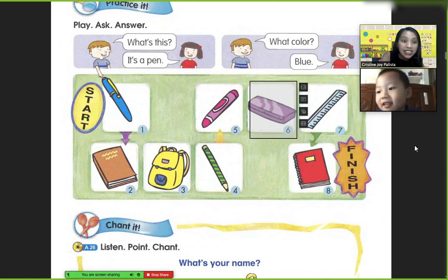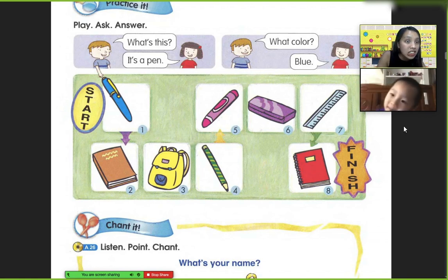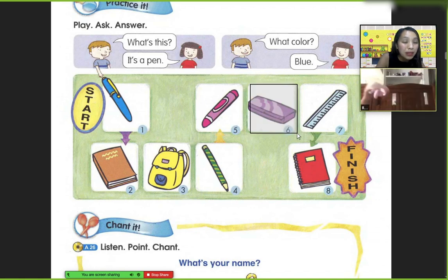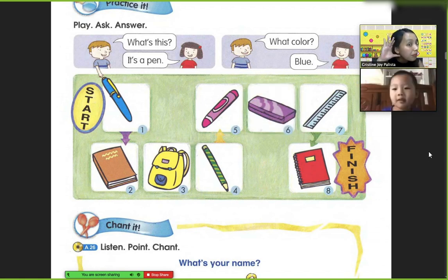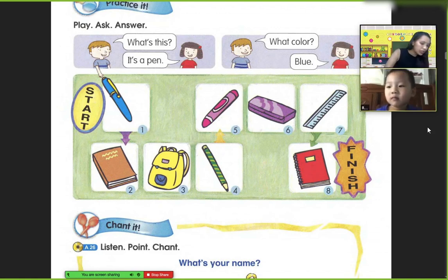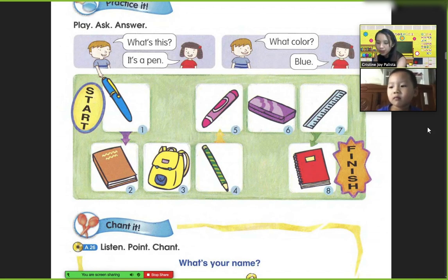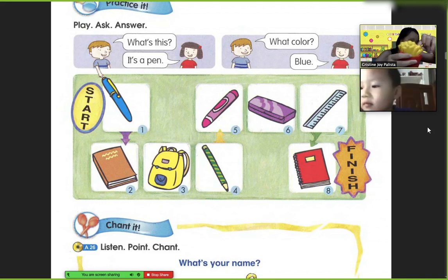What is this? It's a purple pencil case. Yes, it's a purple pencil case. Can you say that one more time? It's a purple pencil case. Good job, Ryan. Okay. Now, because you are very good, I'm going to give you one French fries. Okay, here we go.